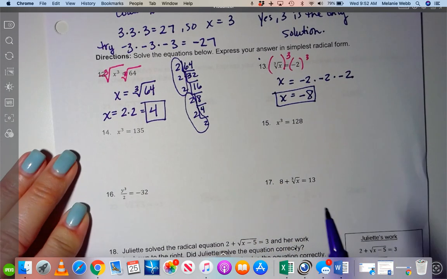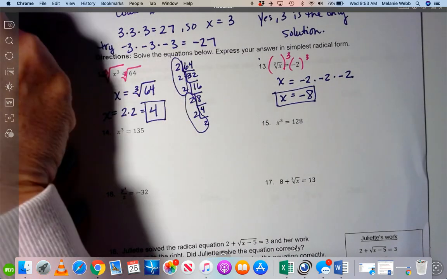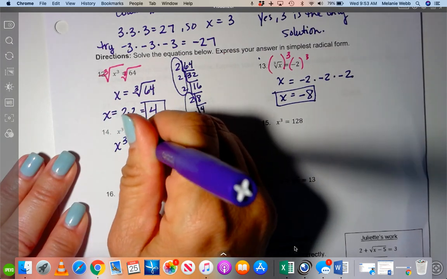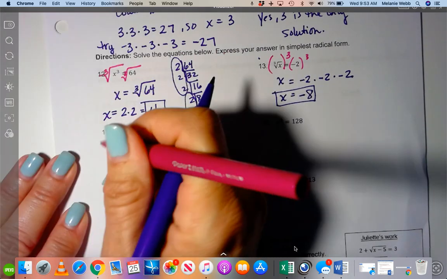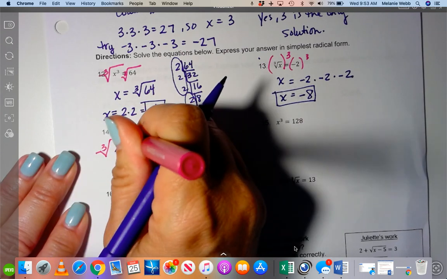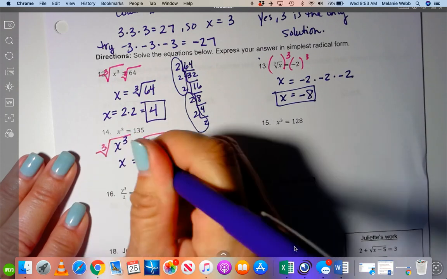Okay, we're going to take the inverse operation again. I'm going to write it again because I think it gets a little crowded in there. So I'm going to take the cube root of both sides. So I have x equals, because that undoes each other, right?